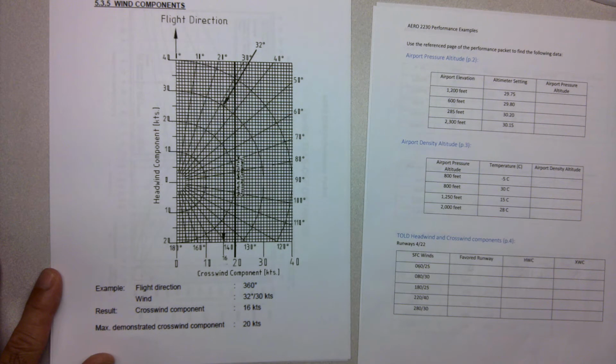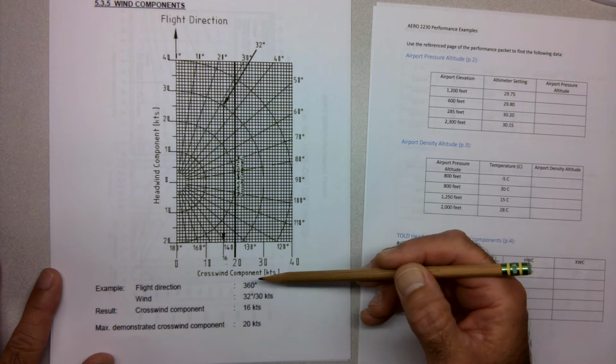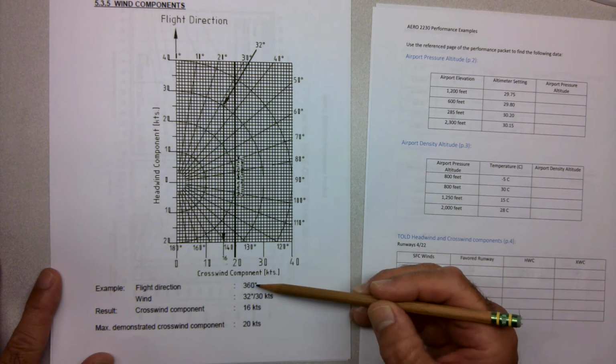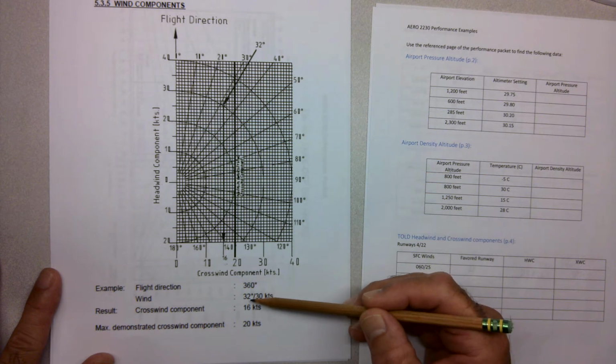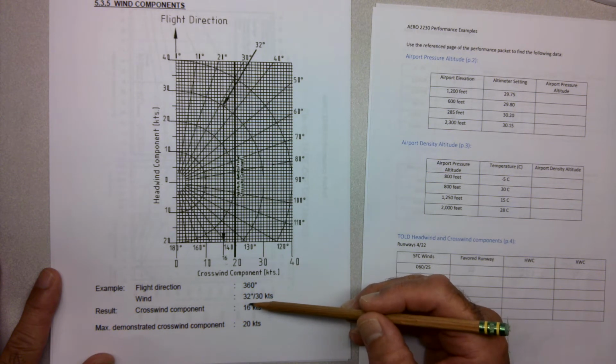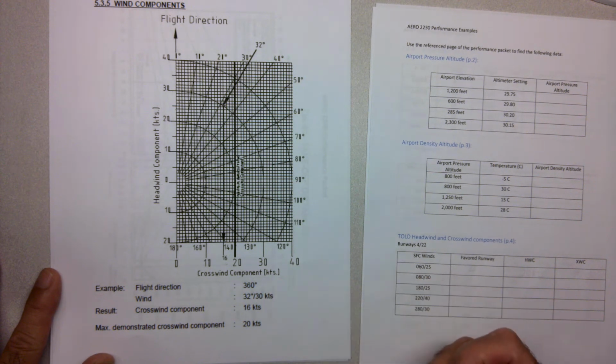As I've said before, most of these charts come with an example to help you understand how to use the chart. And this chart's no different. It gives us an example of a flight direction of 360 degrees, which is directly north, and a wind direction of 32 degrees at 30 knots.